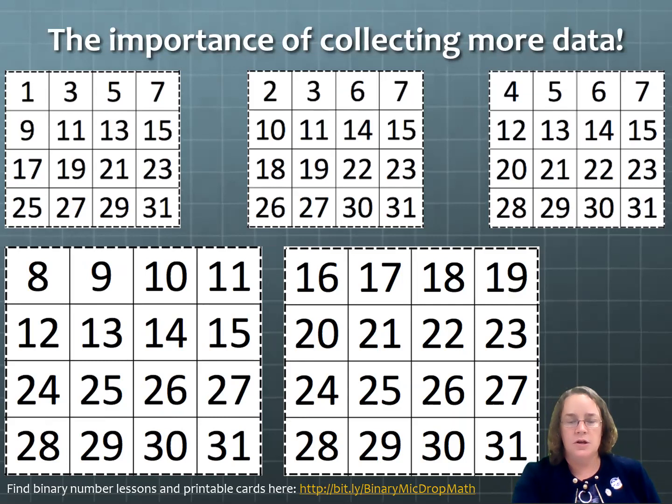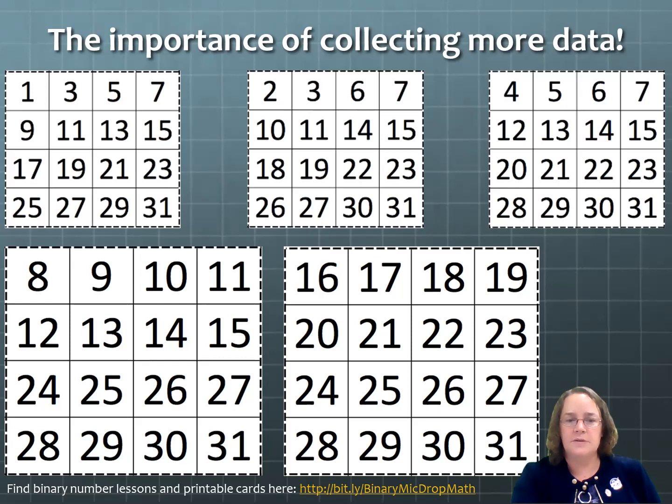With just these first 2 or 3 cards, we can't really tell what the pattern is. But by the time we have 5 cards, it'd be really difficult to come up with a pattern that would predict anything other than 32 on the next card, which is in fact what it would be if we had a 6th card.